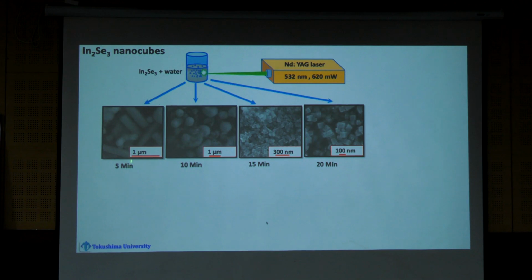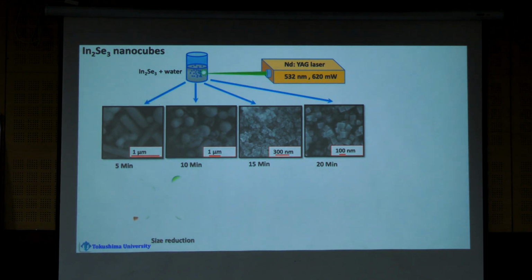After 5 minutes, this bulk material, so bulk material means it has a size up to 1 micron, 2 micron or even 3 micron. That bulk material is in the form of sheet, okay, like paper. When you irradiate the laser for 5 minutes, it starts to change its shape into a rod-like shape, and there are some spherical particles.